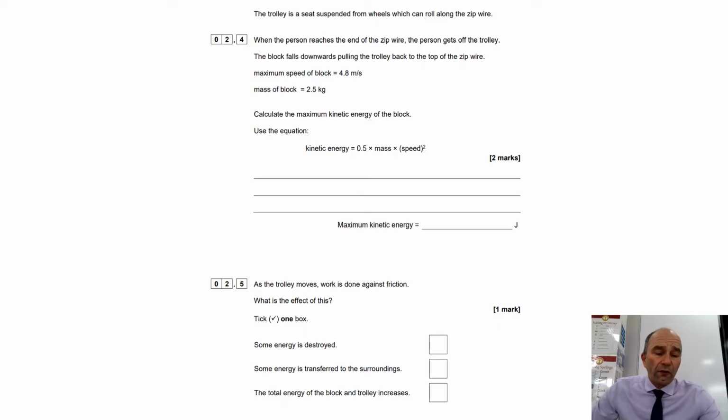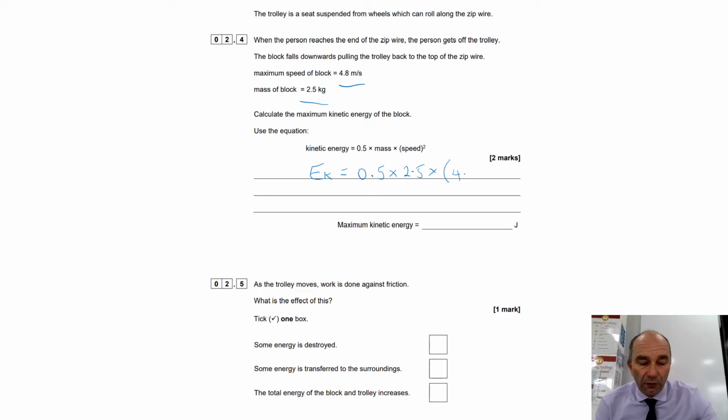And then question 2.4. So now we're going to try and calculate the kinetic store of energy. Calculate the maximum kinetic energy of the block. Now, again, we've been given the equation. We just need to make sure that we're highlighting the numbers we need. So we've got a maximum speed. We've got the mass of the block. And then from there, we just need to substitute those numbers in. So the kinetic energy is what we're trying to find out. So that's EK. And that is a half times the mass, which is 2.5, multiplied by the speed squared.